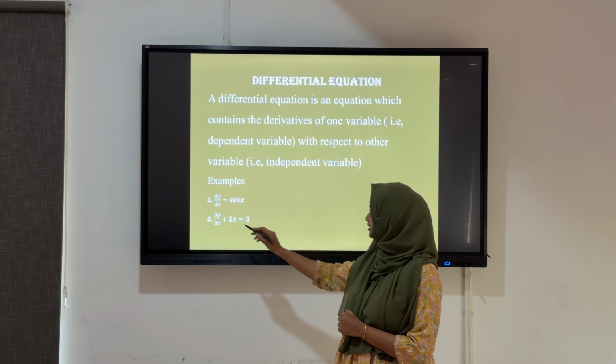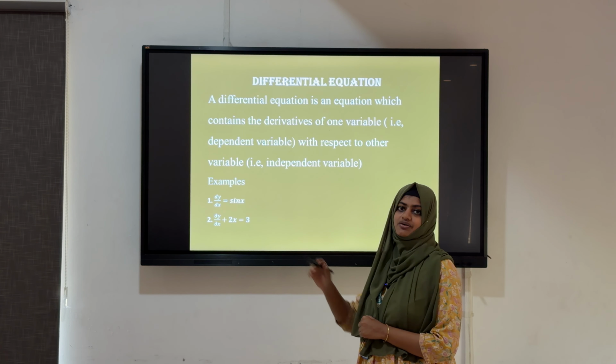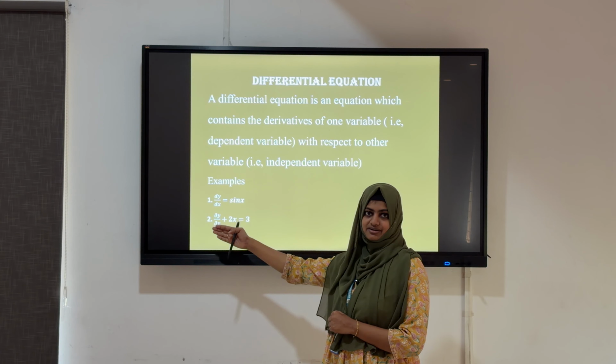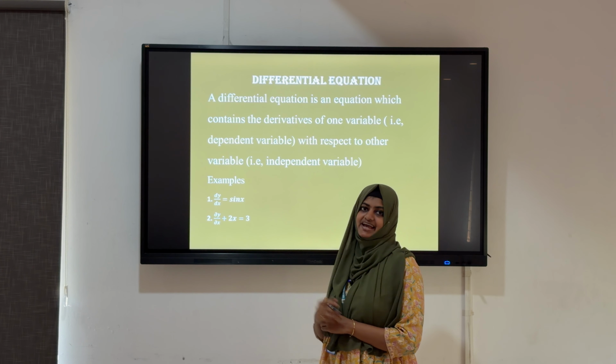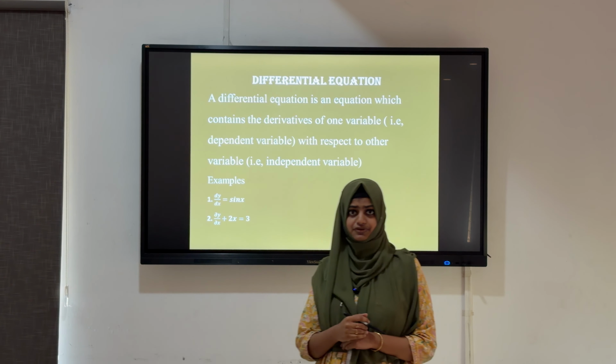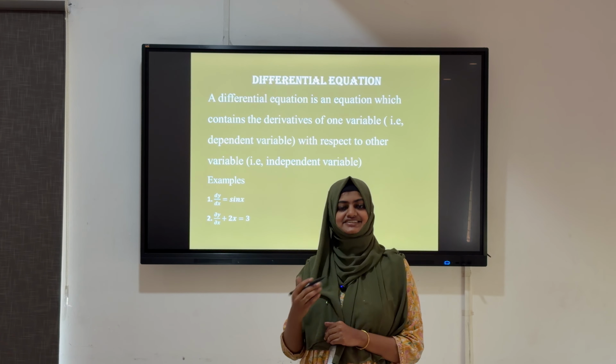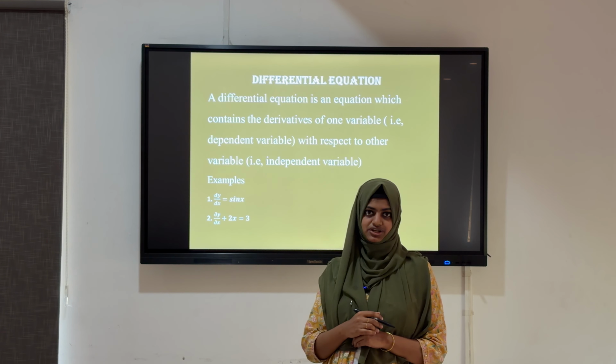Next example, dou y by dou x plus 2x equal to 3. Here y is the dependent variable and x is the independent variable. There are two types of differential equation. First one is ordinary differential equation and second one is partial differential equation.